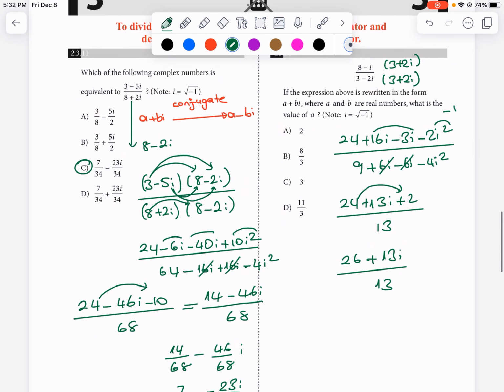Now we can divide both 26 and 13i by 13. 26 divided by 13 is 2. 13i divided by 13 is i. So the question says, if we can rewrite the expression in the form of a plus bi, then what is the value of a? So a plus bi is equal to 2 plus i. As you see, a is for the real part, so it's going to be 2.